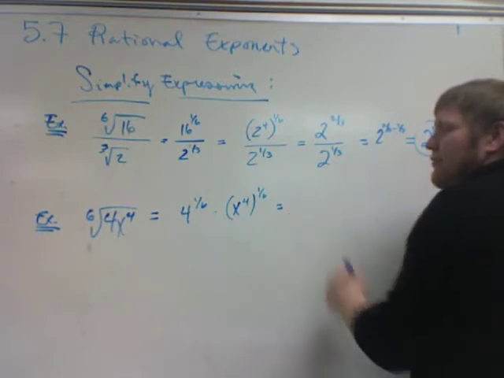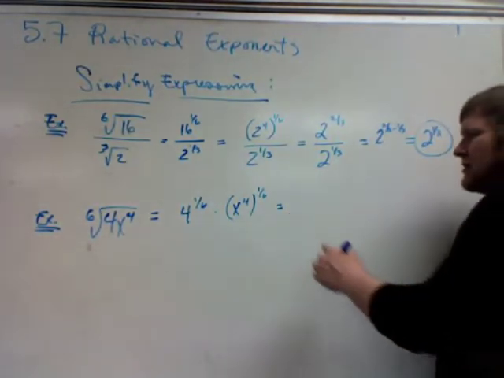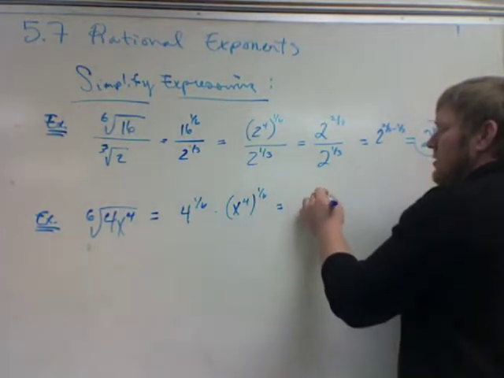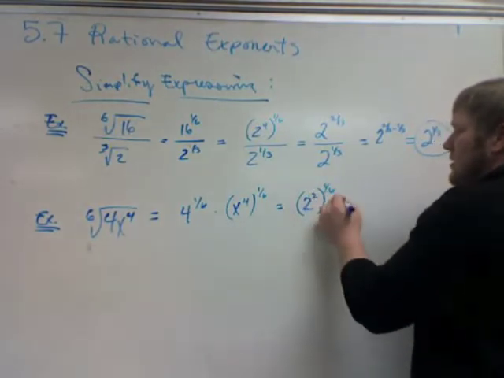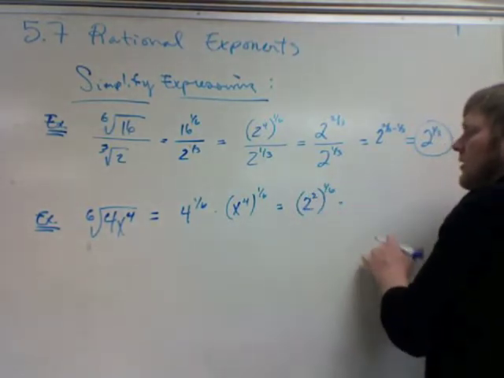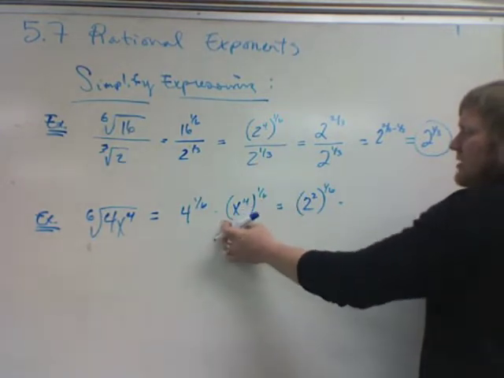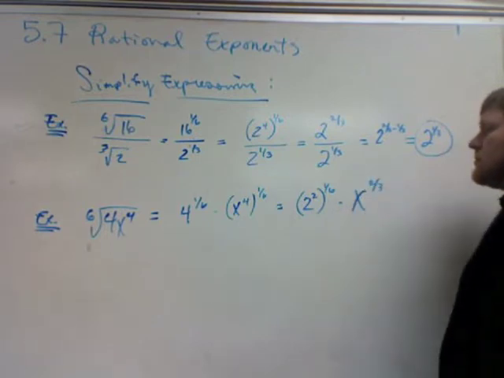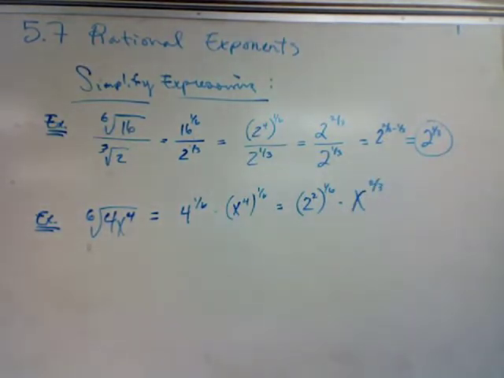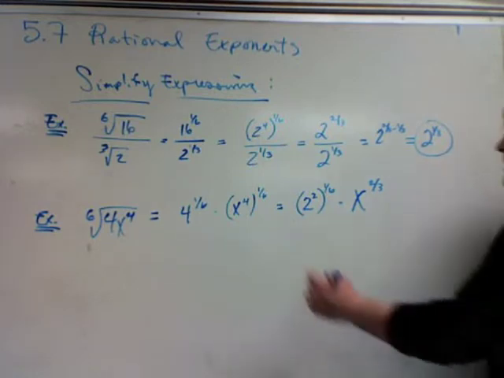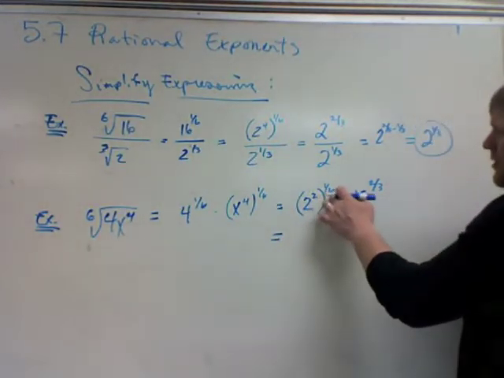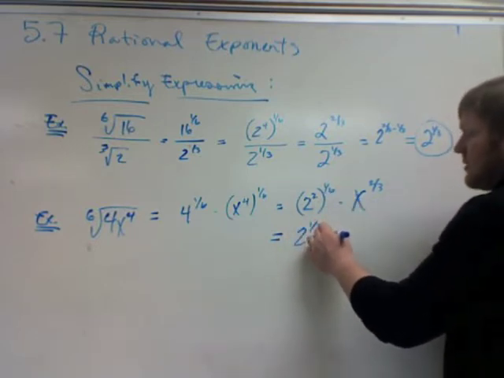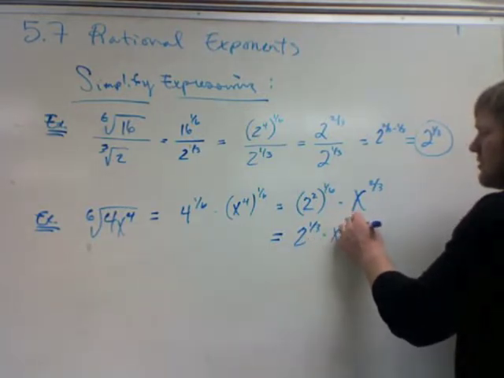So if I write 4 as a power of 2 again, what would I end up getting there? 2 squared, to the 1/6, times x to the 4th to the 1/6. Power of a power on this factor here, I get x to the 4/6, which is 2/3. Simplifying down now, I get 2 to the 2/6, which is 1/3. So 2 to the 1/3 times x to the 2/3.